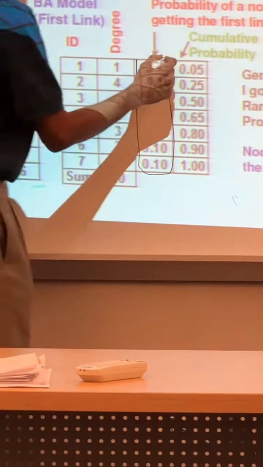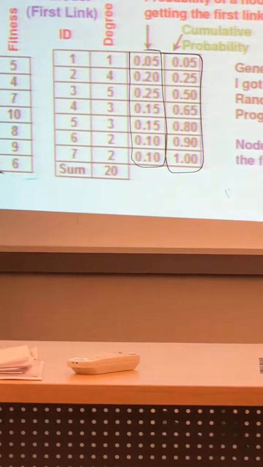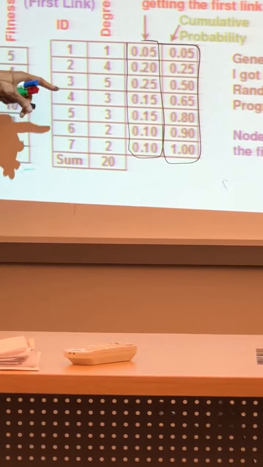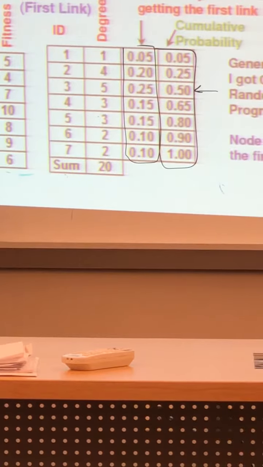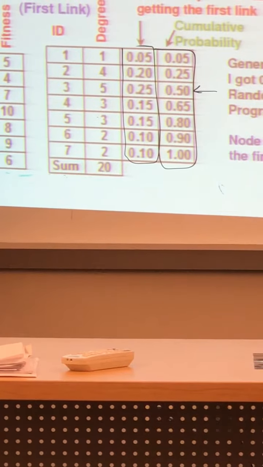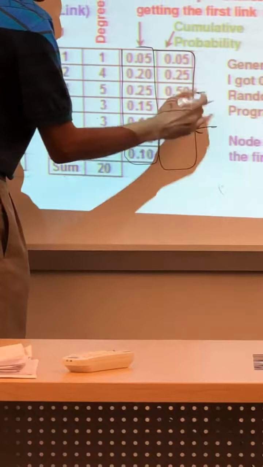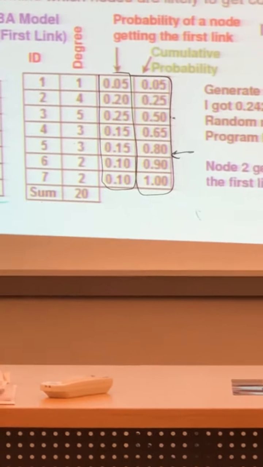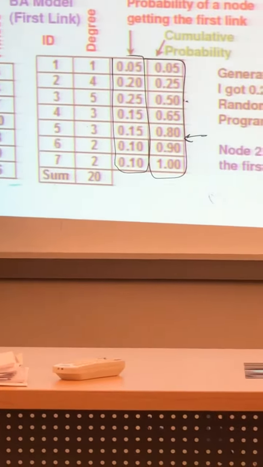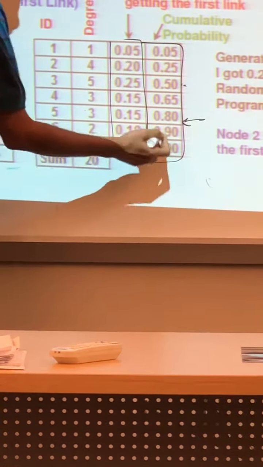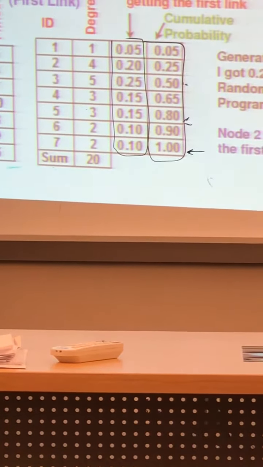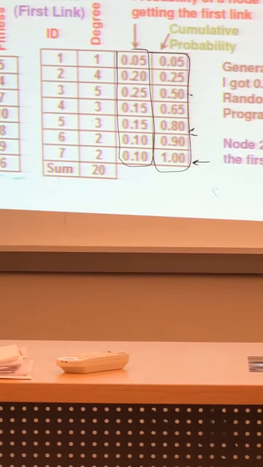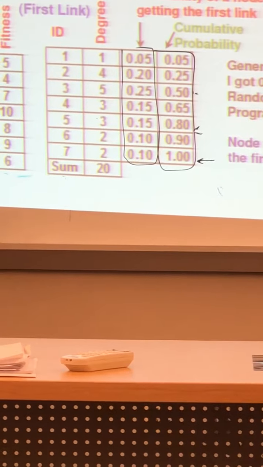What the cumulative probability indicates? The probability that nodes 1 or 2 or 3 will get the new link is going to be 0.5. The probability that nodes 1 or 2 or 3 or 4 or 5, so up to node 5, any one node among these 5 nodes will get the new link is 0.80. Which means if you keep on adding like that, the last value should be 1, isn't it? So that means the probability that one among the 7 nodes will get the new link should be 1, right?